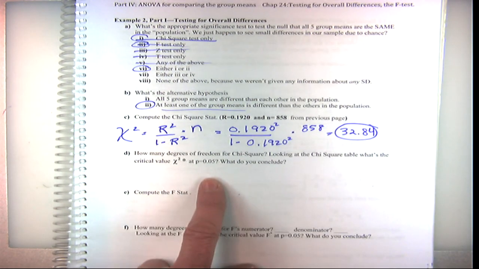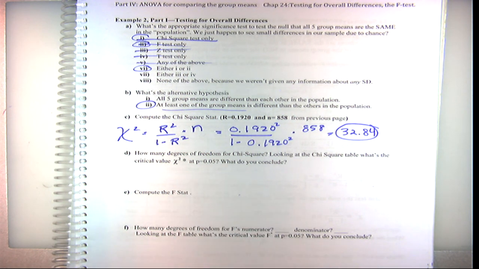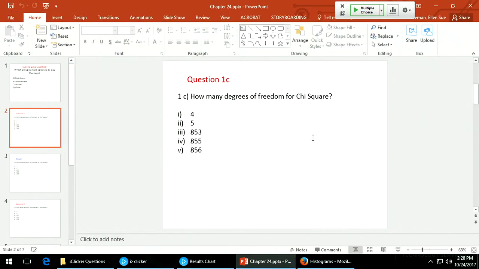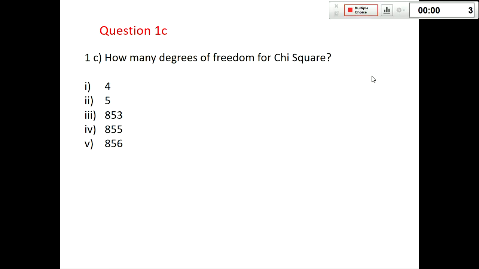Let's do this one as an iClicker. So see if you know how many degrees of freedom there are. Let's just look at that. And here it is. So let's start that right here. Okay, so I'm not going to waste a lot more time on this. Why don't we just stop it at 35? Just choose one.